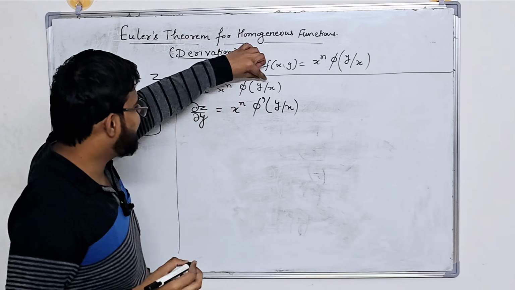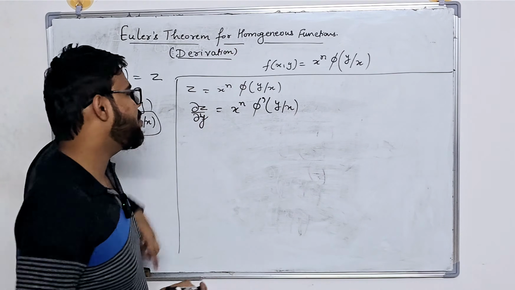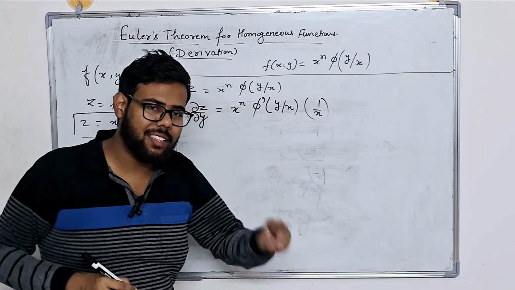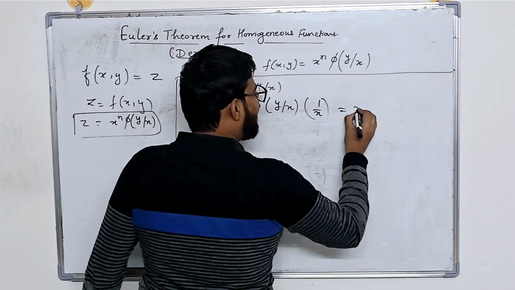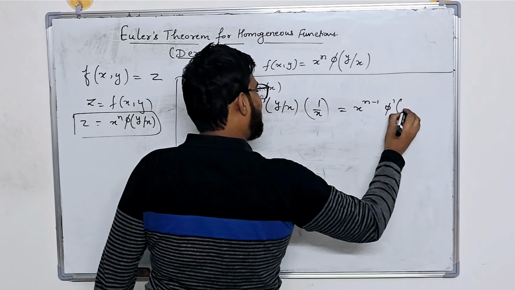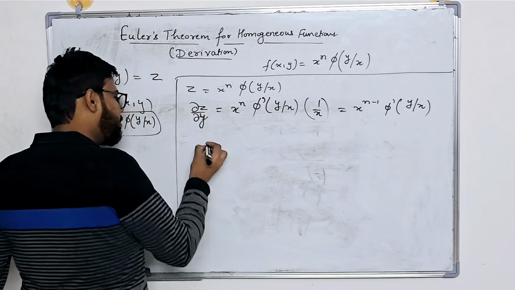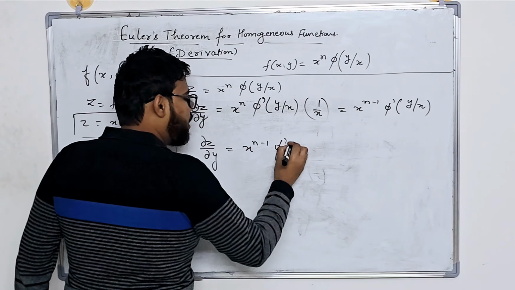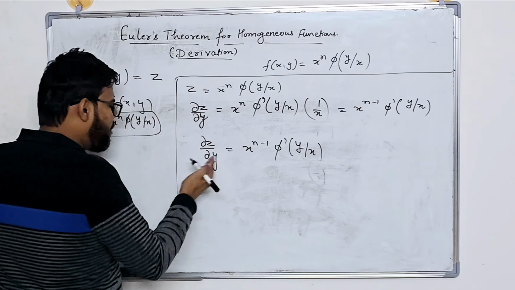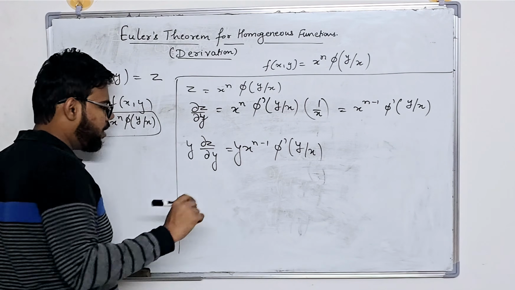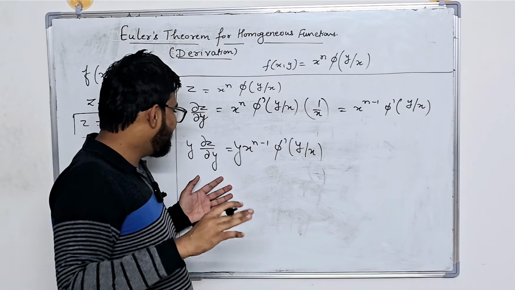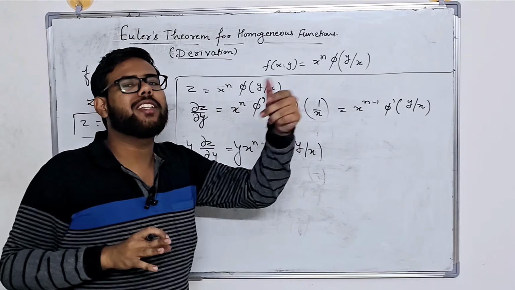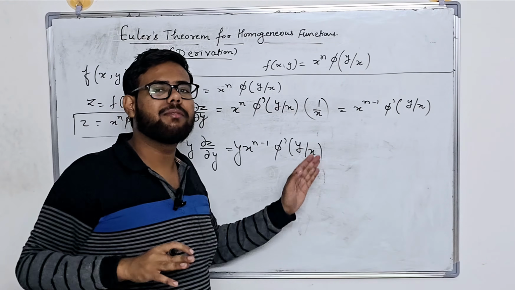Then by the chain rule, we will apply the chain rule in this function, and you will get 1 by x, since the derivative of y is 1, right? So you can write it like this: x to the power n minus 1 phi dash y by x. So del z by del y is equal to x to the power n minus 1 phi dash of y by x. And you can multiply both sides by y. Don't ask me right now why, because we will see it later. You all know the formula basically. That is why we are trying to approach that formula using this pattern.